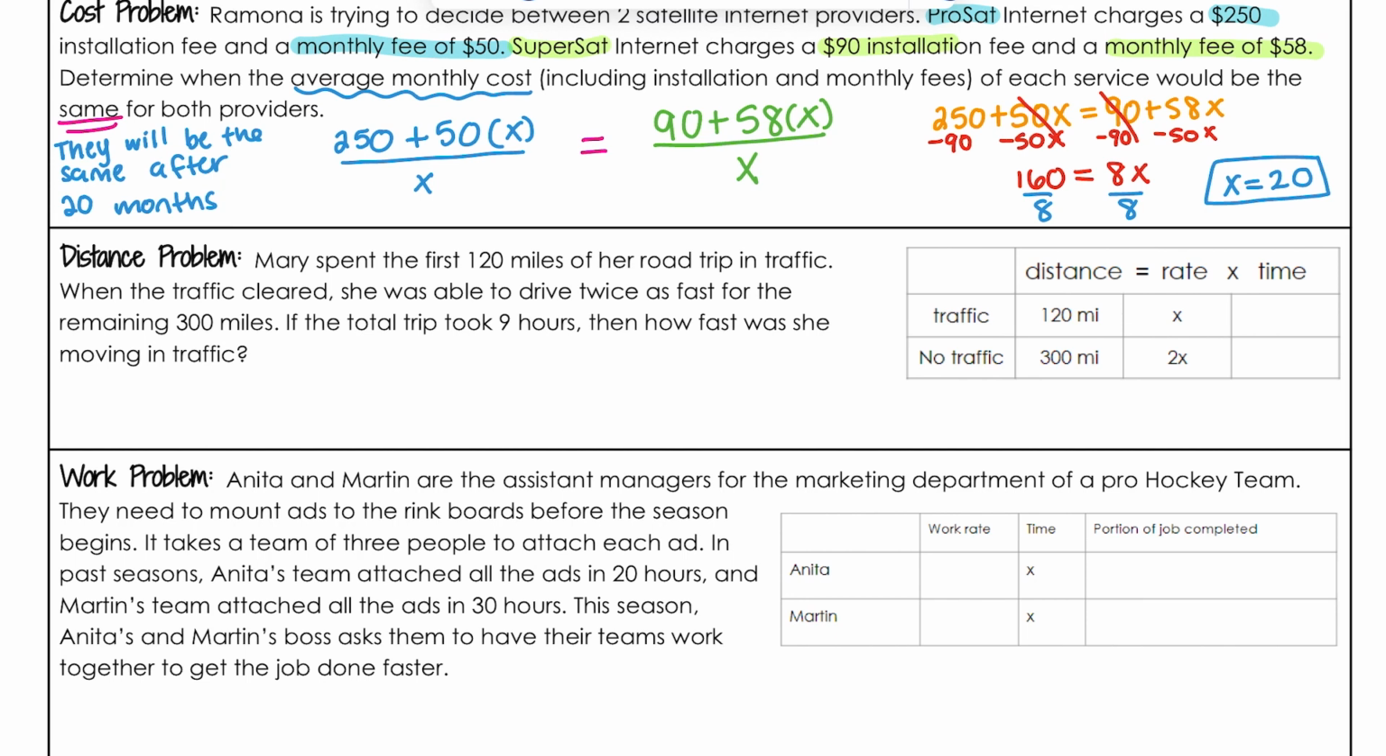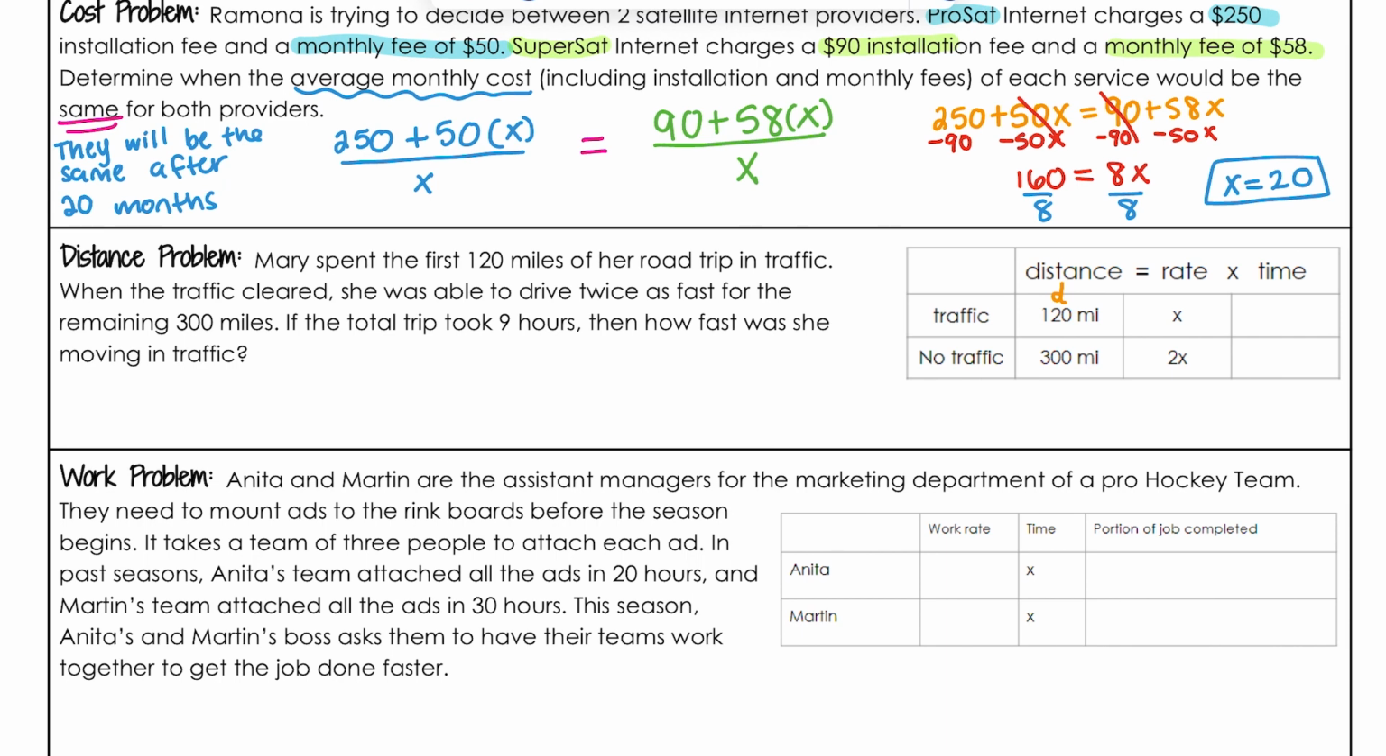For problems like this, it's super helpful to write a table because then in your table, you can organize the different pieces of information and figure out where our equation is going to come from. So there's one already here for you. We have both traffic and no traffic. And we know that the distance that she traveled in traffic was 120 miles, and the distance she traveled without traffic was 300 miles.